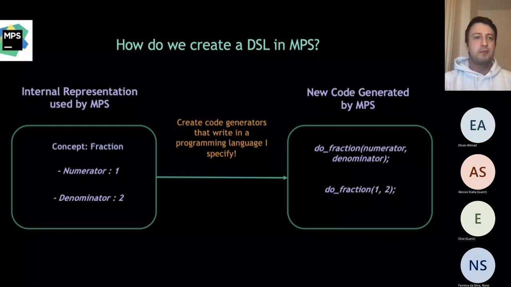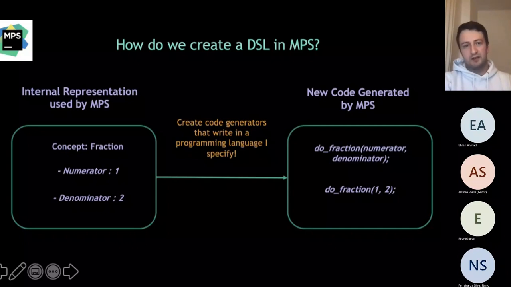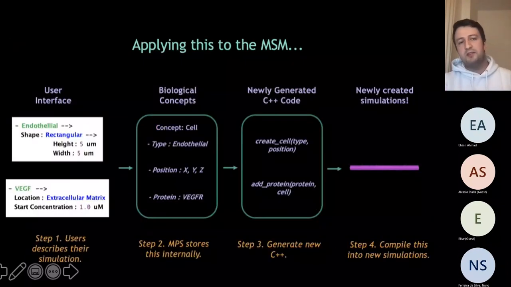And then what you do with MPS is that you can write a set of rules known as generators internally, which are essentially code generators or text generators, which take this internal representation, this tree that you've got building a model with MPS, and then spit out code which does basically whatever you like, or however you decide to have it set up. So my fraction could generate C++ code, which takes in a numerator and a denominator and then does something more interesting.